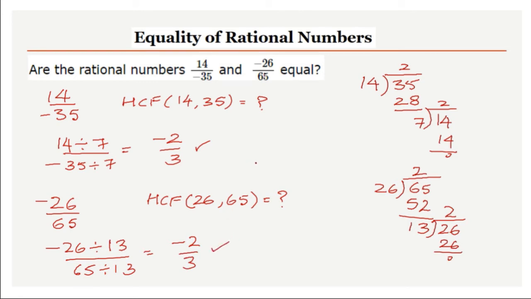Look at both the standard forms. They are one and the same. Therefore, 14 upon negative 35 is equal to negative 26 upon 65. They both are equal.